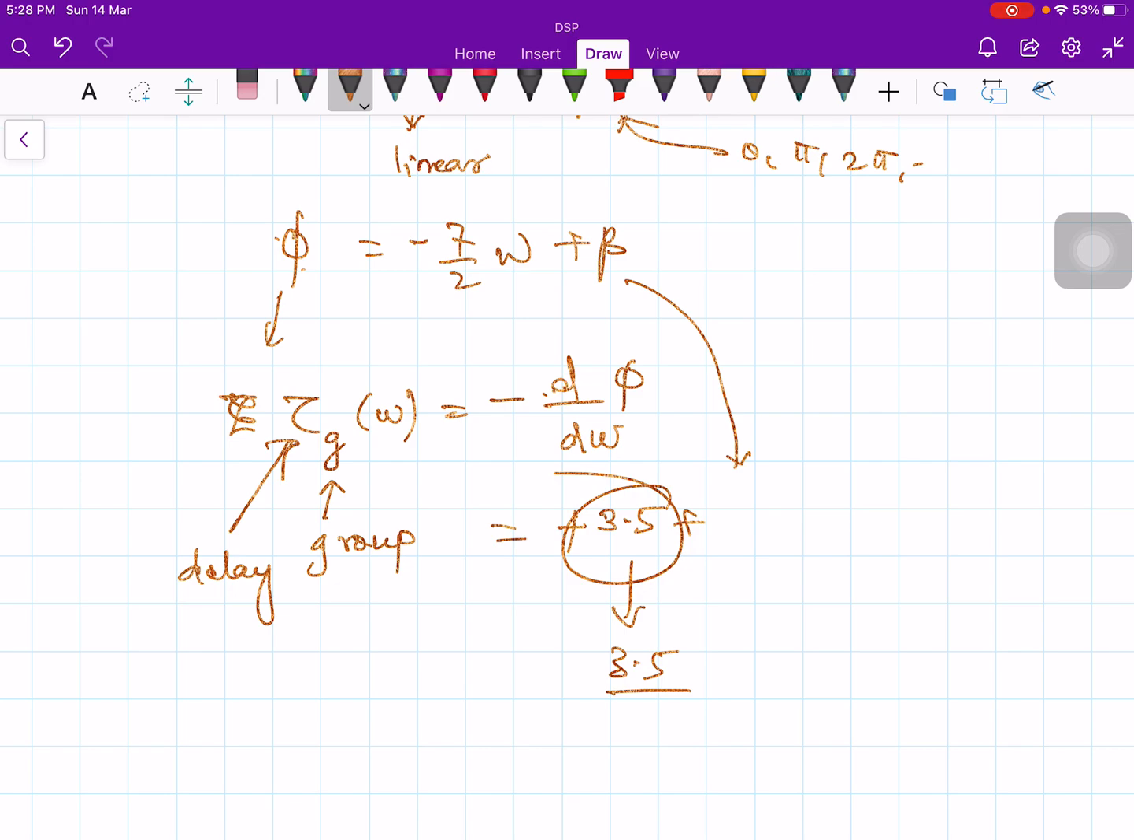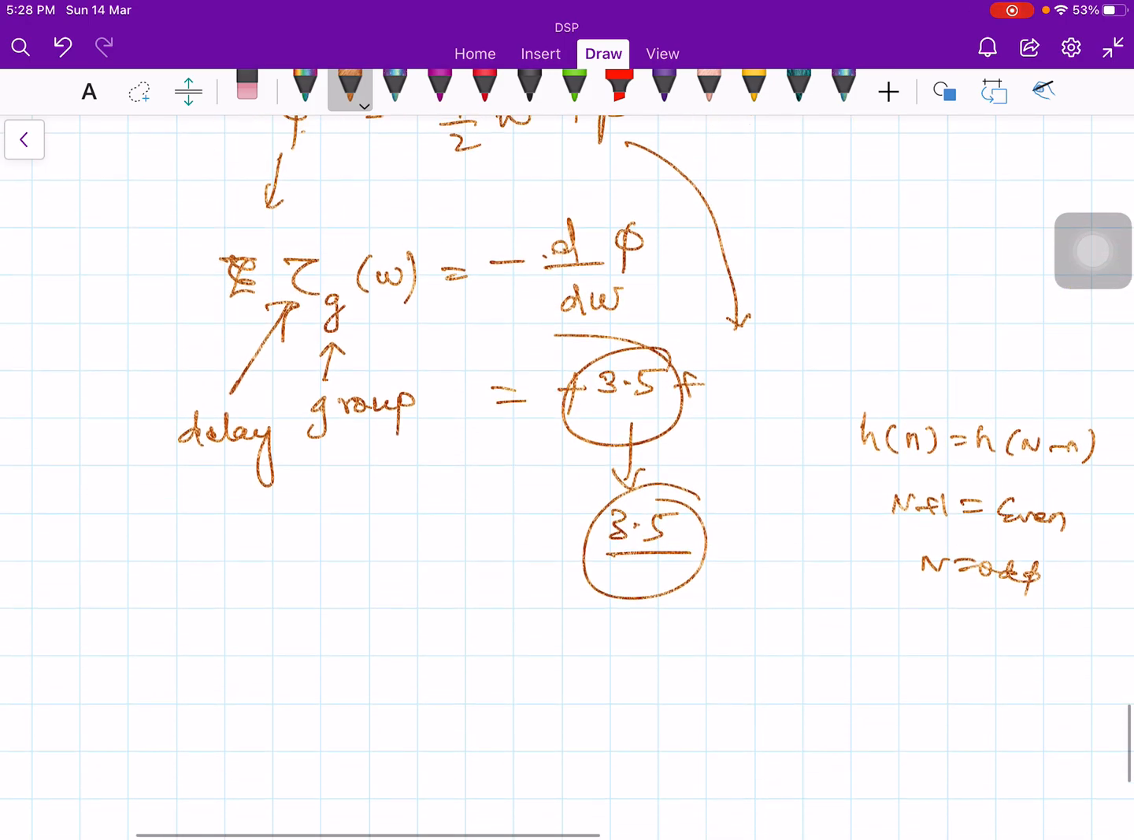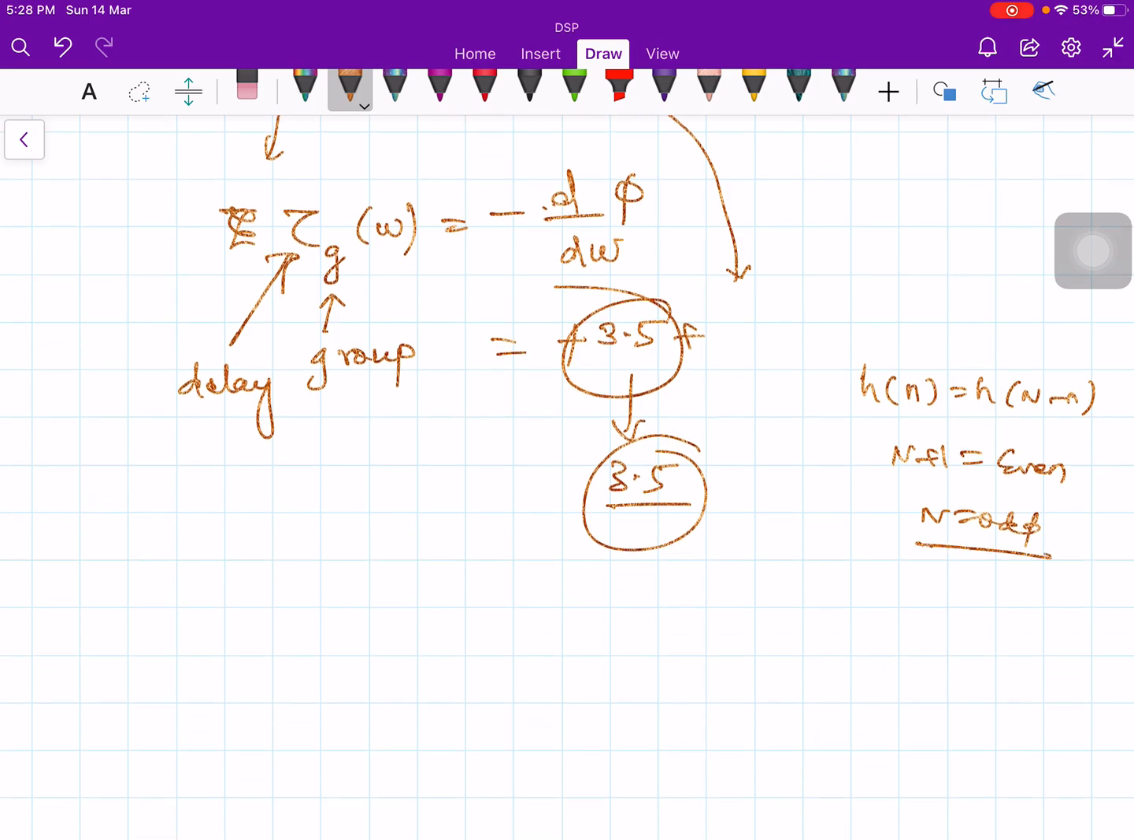Therefore this produces a delay of 3.5 samples, and in general if you take h of n equal to h of capital N minus small n, and N plus 1 is even, then N is odd. Therefore this N by 2 will become 3.5. So that's one thing we need to note down in the type 2 filter. The summary is h of n equals h of N minus n symmetry, and N plus 1, that is the length, is even. This implies the order is odd.